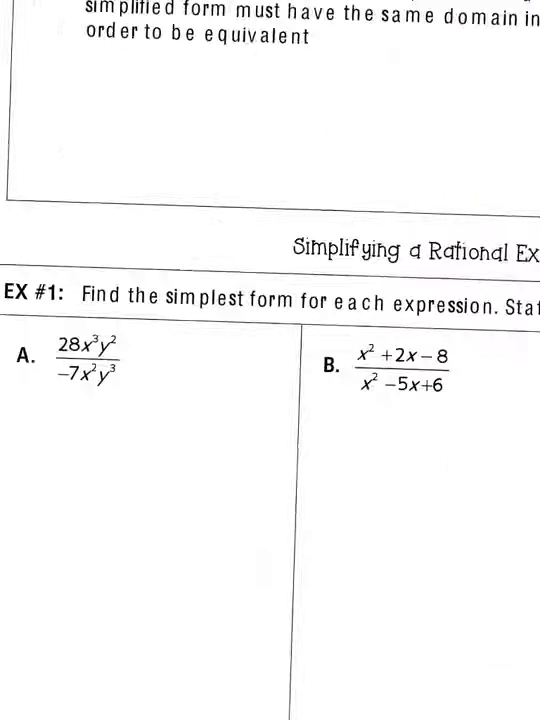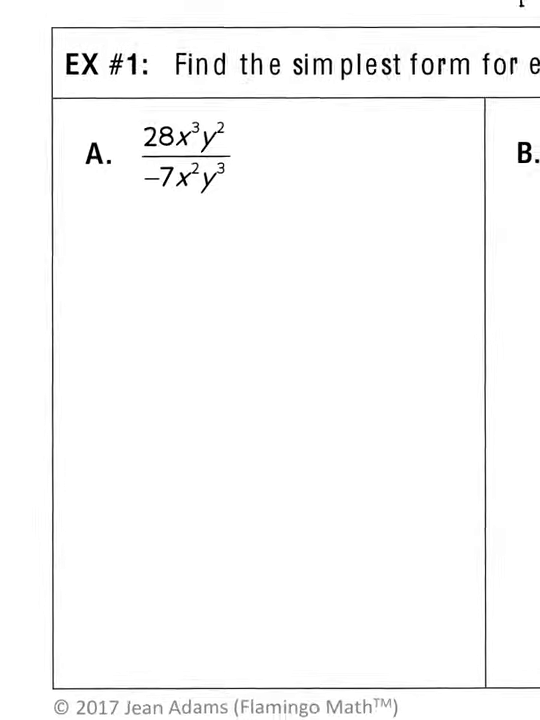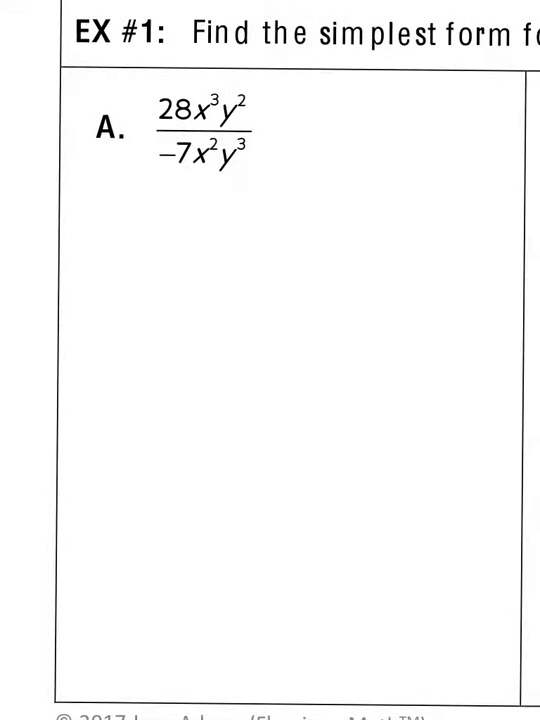So let's look at several types of examples. We're going to start pretty simple, and work our way to more complex situations. So I have a monomial divided by a monomial. No addition or subtraction signs are in sight.